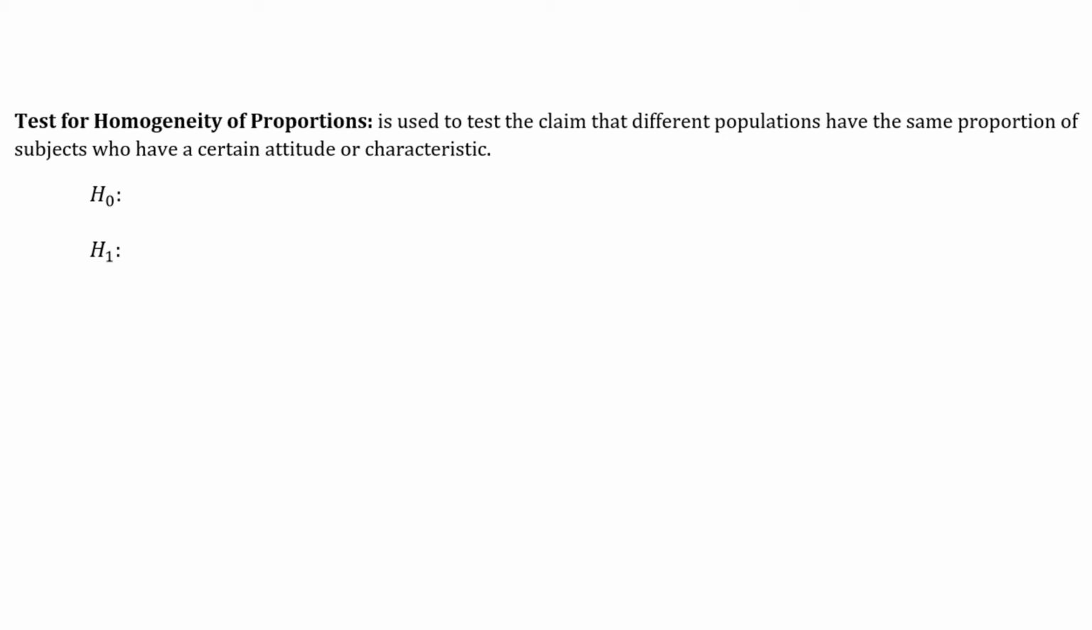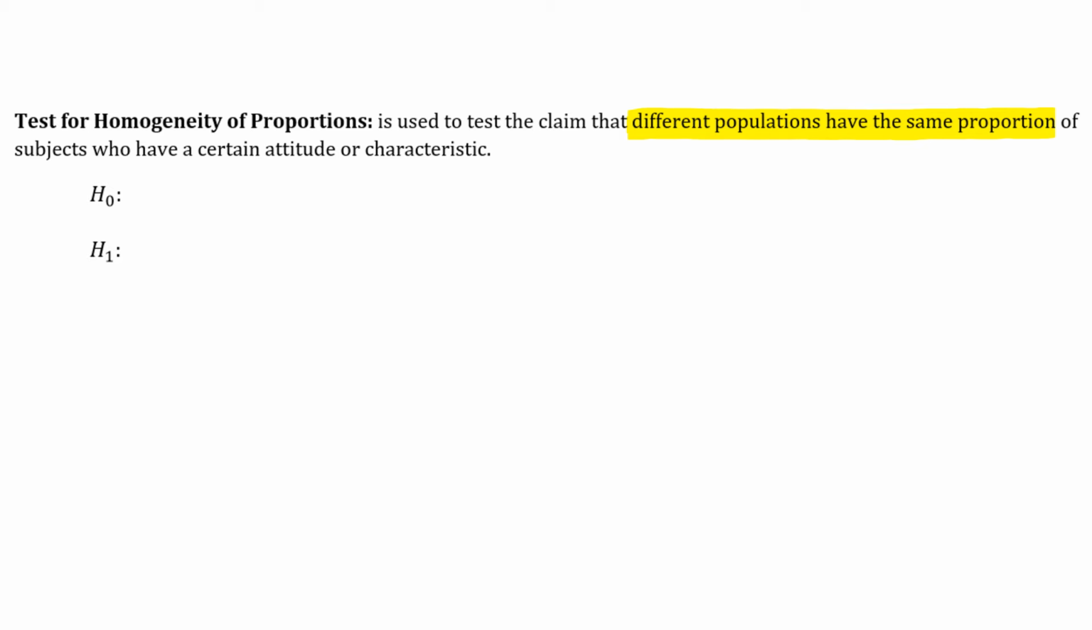The last thing we're going to learn is the test for homogeneity of proportions, and this is the test that's used to test claims that different populations have the same proportion of subjects who have a certain attitude or characteristic. So the process for this is going to be the exact same as what we just learned in the first video as far as the calculator and putting things in matrices. The only thing that's going to change is how we set up our hypotheses.